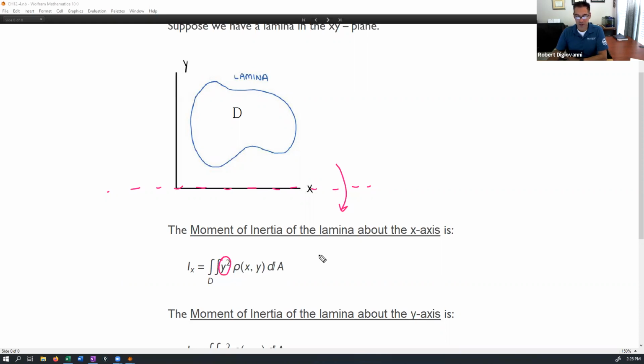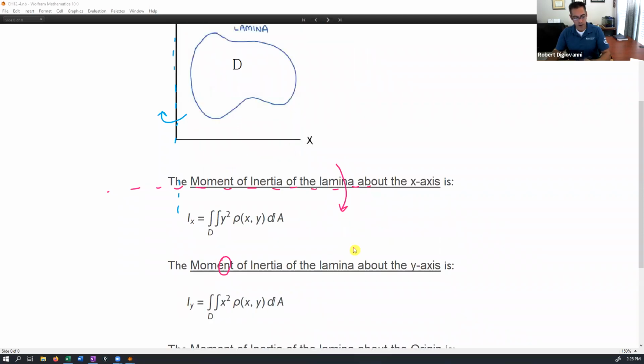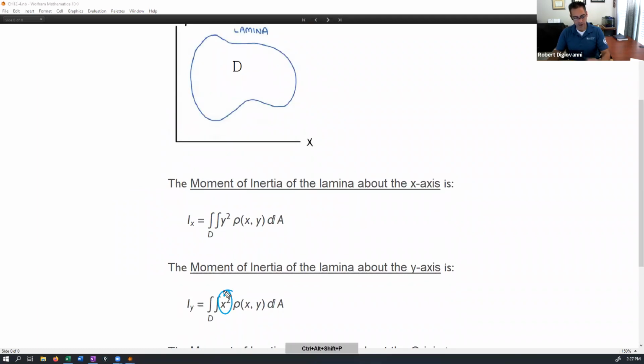That's your resistance to rotation about the x-axis. If you want to know the resistance of rotation about the y-axis, that means instead this way, then you're going to have a different formula. And the only thing that changes here is that you have an x squared in front of the density function.